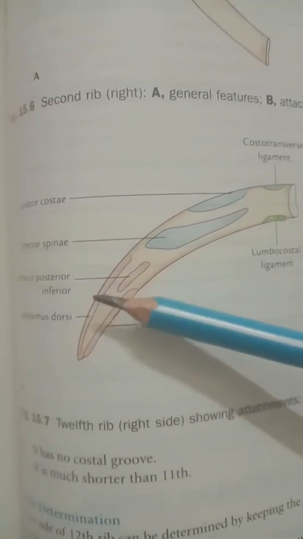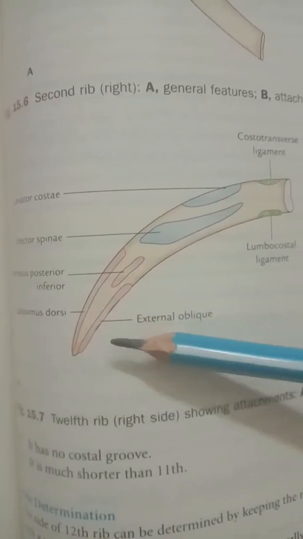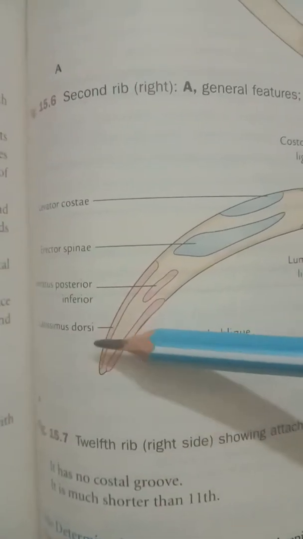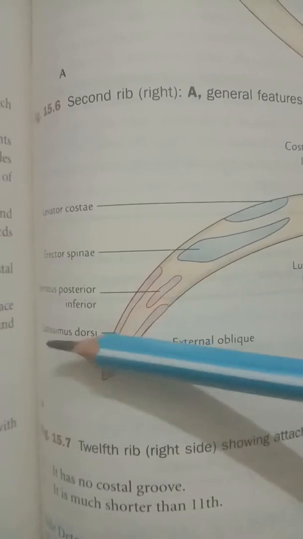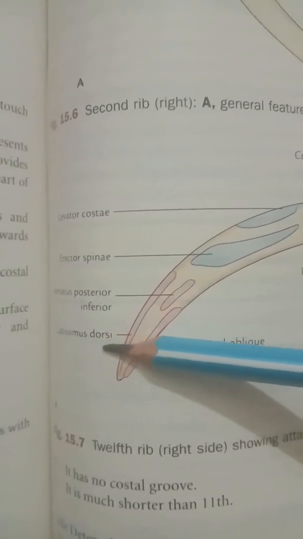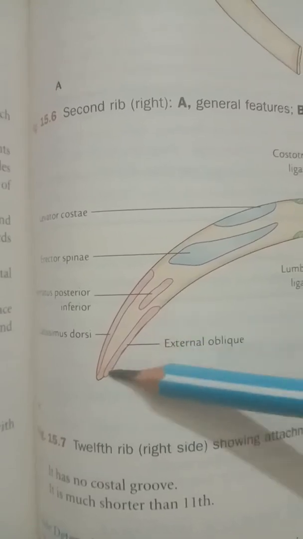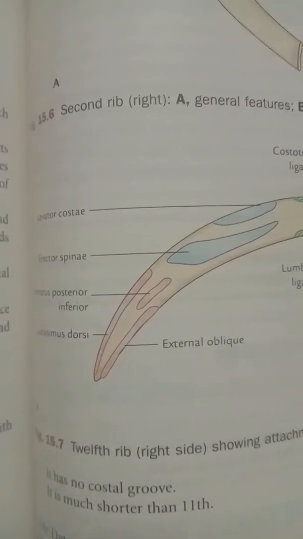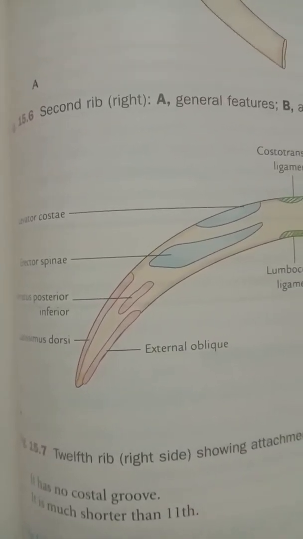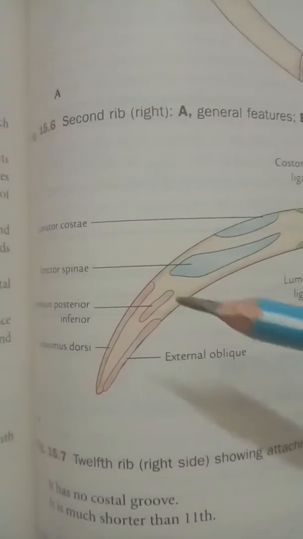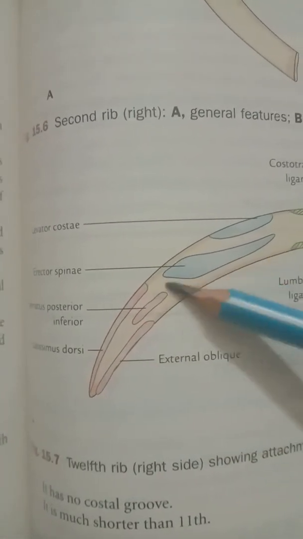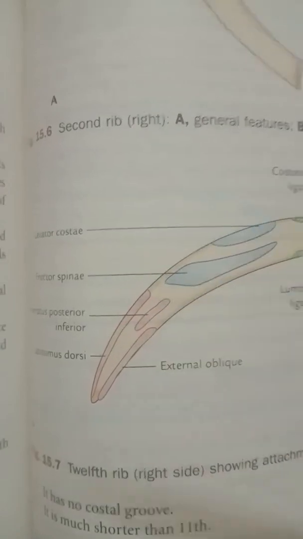Near the tip it provides the attachment of the latissimus dorsi. So this one is the latissimus dorsi, and the external oblique muscle should be attached below this muscle. Then its medial half provides the attachment to the erector spinae muscle. So this one is the erector spinae muscle.